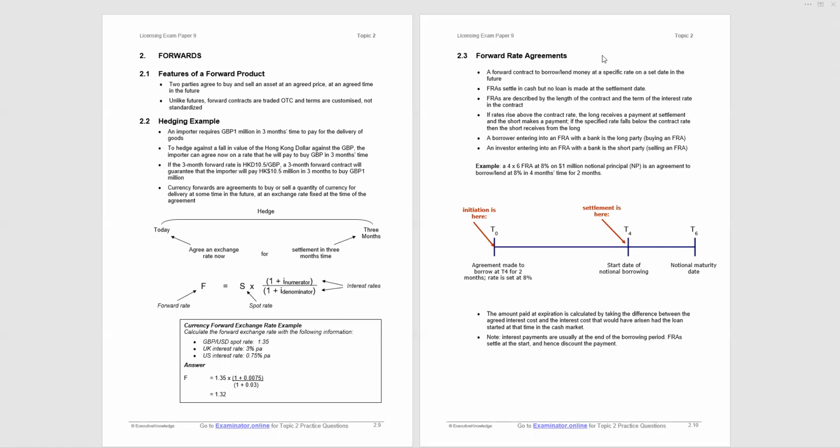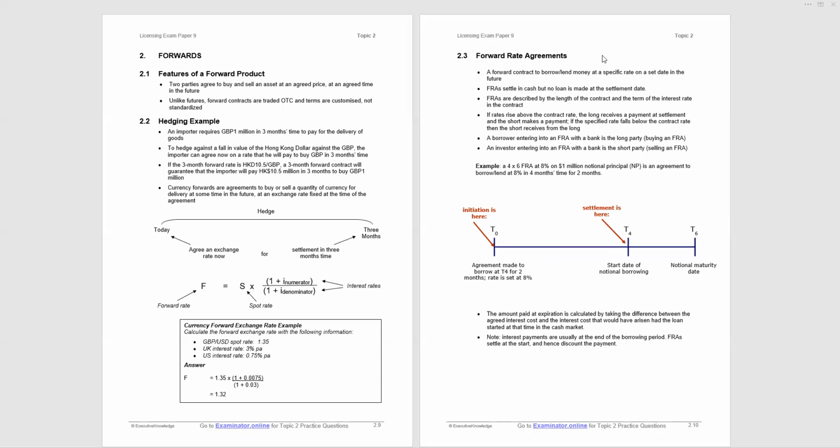We're told if the 3-month forward rate is 10.5 Hong Kong dollars to the pound, that means to buy £1, we have to pay 10.5 Hong Kong dollars. A 3-month forward contract will guarantee that the importer will pay 10.5 million Hong Kong dollars in 3 months' time to buy the £1 million. As it says, currency forwards are agreements to buy or sell a quantity of currency for delivery at some time in the future at an exchange rate fixed at the time of the agreement. So that's just summarizing what we've detailed in these 3 points.